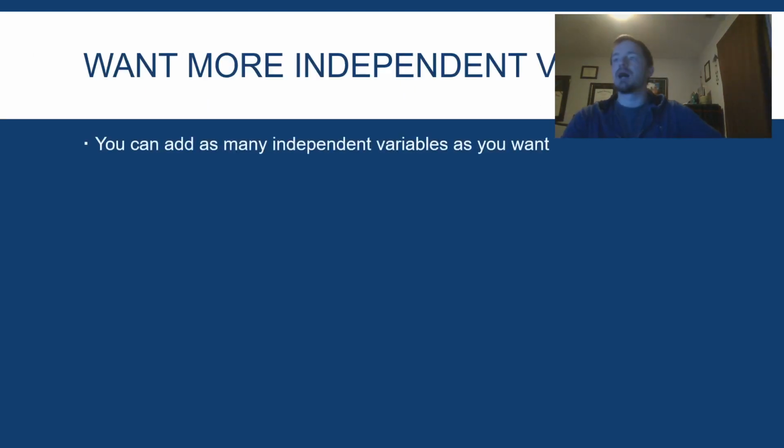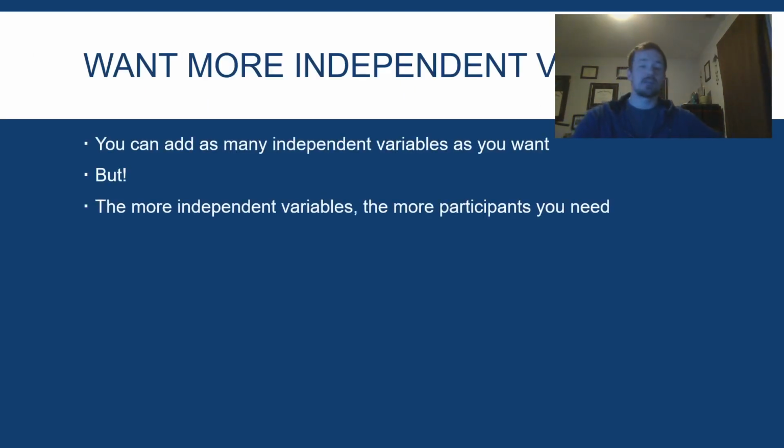All right, so you can add as many of these variables as you want. You can go nuts and add as many independent variables as you want. But here's the kicker, here's the problem. Actually, there's lots of problems if you do this, but the biggest one is that if you want a good experiment and you keep adding independent variables, the more independent variables you have, the more participants you need. And you need a lot of participants whenever you start adding up these independent variables.